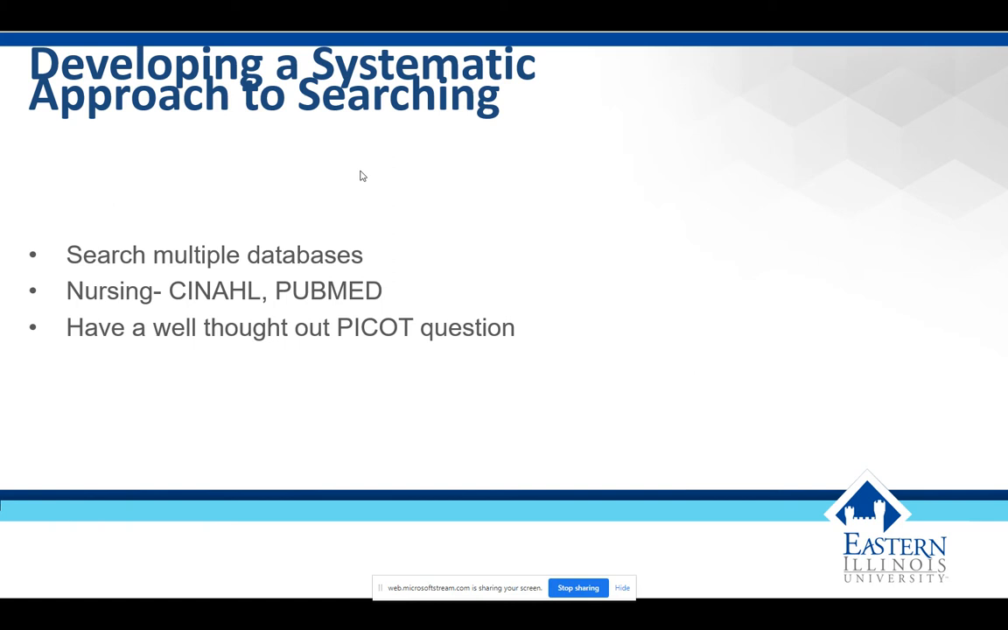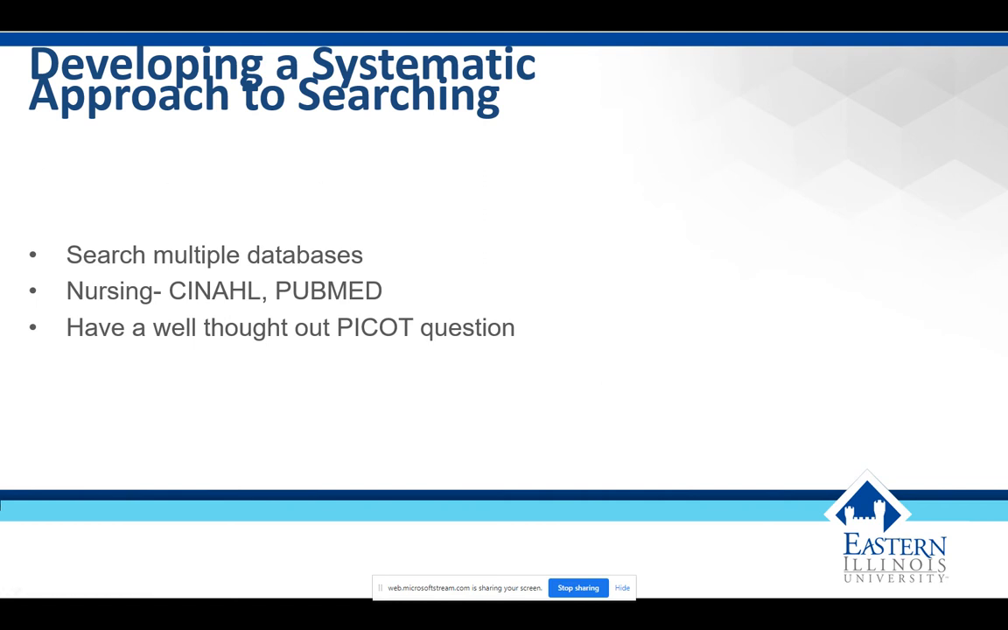When you go into our library, I think I have the link on the next slide, a couple of the main databases that students use are CINAHL and PubMed. You might start looking there.